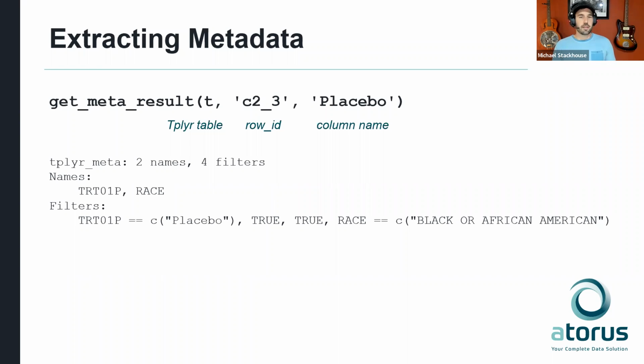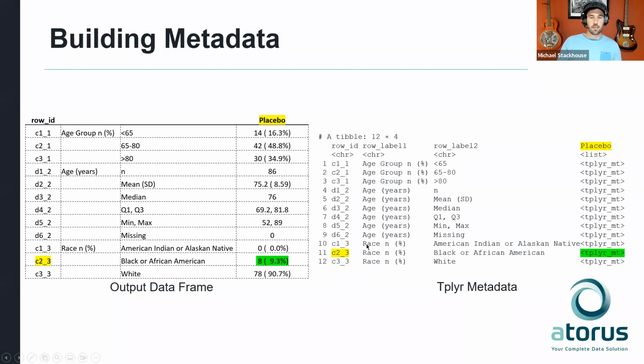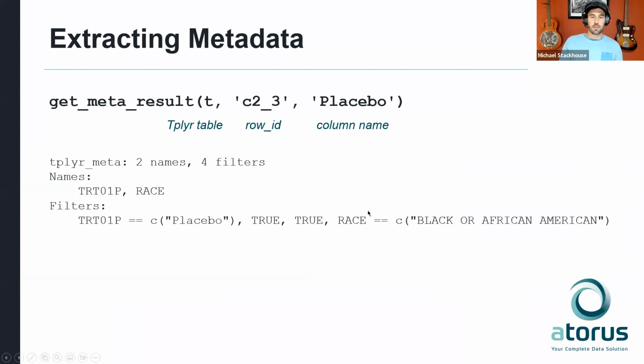And then race is the variable that's being summarized. So we have race as another variable name that's included in here. So it's the placebo column. So the filters are going to tell us that the filter condition for this is TRT01P equals placebo. And then we also have for C2_3, this is the Black or African American subjects. So we have race of Black or African American from the input data itself.